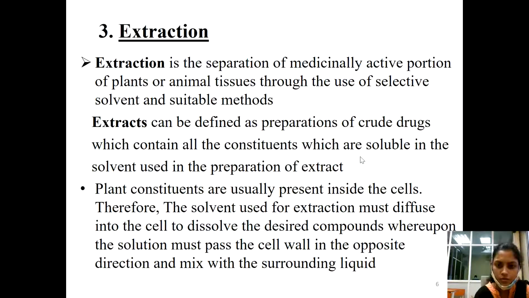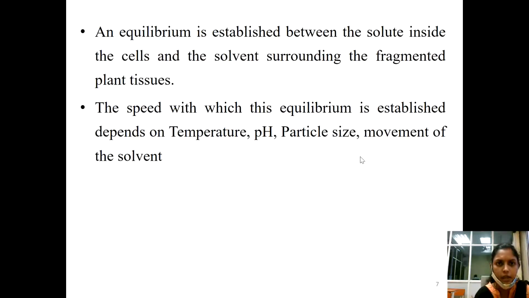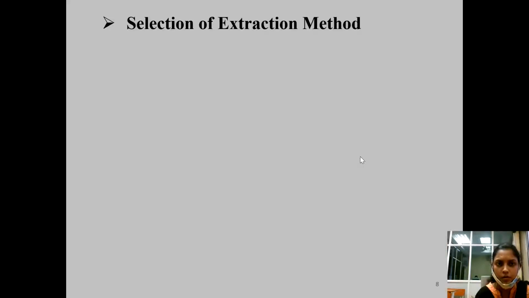Plant constituents are usually present inside the cells. Therefore, the solvent used for extraction must diffuse into the cell to dissolve the desired components, whereupon the solution must pass the cell wall in the opposite direction and mix with the surrounding liquid. An equilibrium is established between the solute inside the cells and the solvent surrounding the fragmented plant tissues. The speed with which this equilibrium is established depends on temperature, pH, particle size, and movement of the solvent.